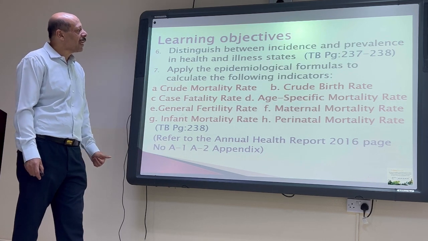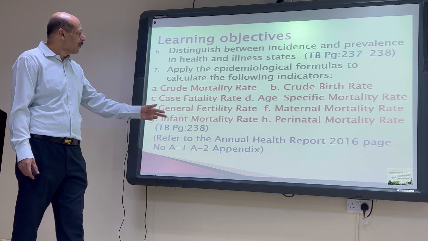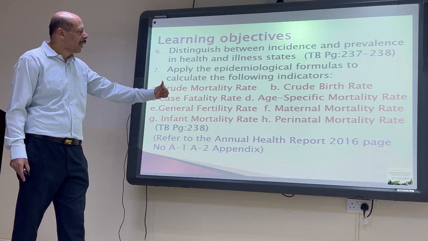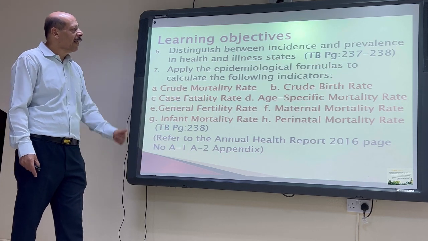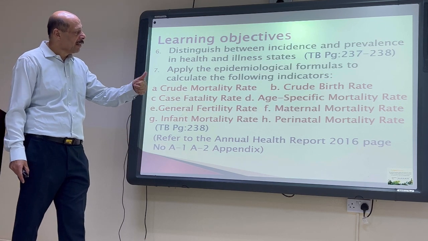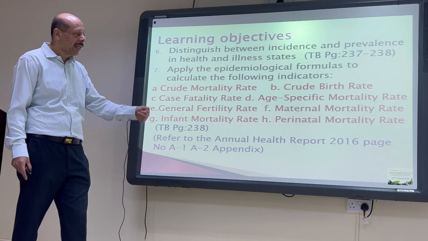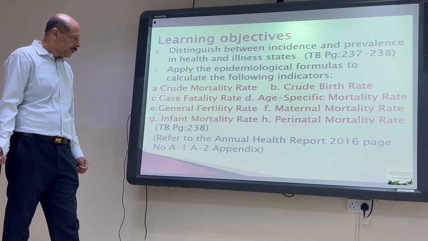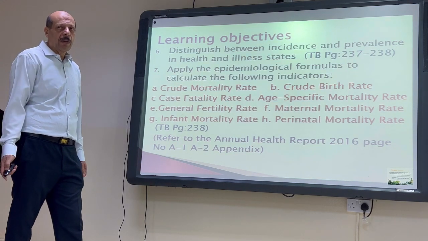Apply the epidemiological formulas to calculate the following indicators. You have to be able to calculate the crude mortality rate, crude birth rate, case fatality rate, age-specific mortality rate, general fertility rate, maternal mortality rate, infant mortality rate, and perinatal mortality rate. And I will give you a worksheet in order to work on that.